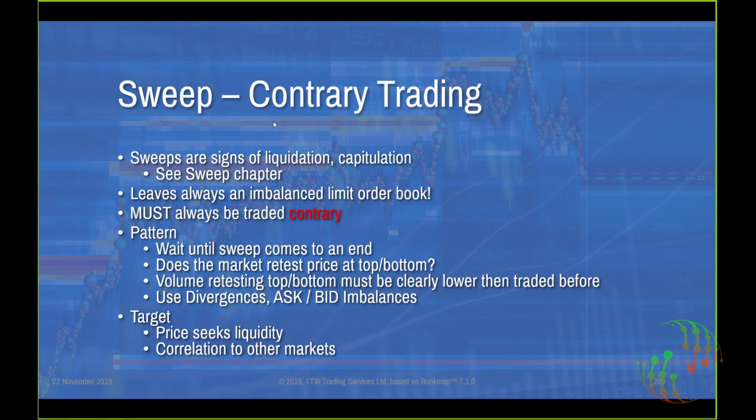As we discussed, it always leaves an imbalanced limit order book. This imbalanced limit order book means that it should be brought into balance again. As we agreed, and I think you understood it extremely well, it must always be traded contrary. Don't fall in love with a sweep, or ever fall in love with your trade. If it goes against you, kill it. Cancel it. There's no mercy.